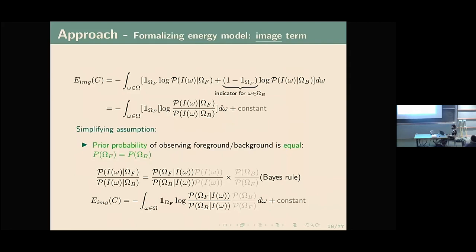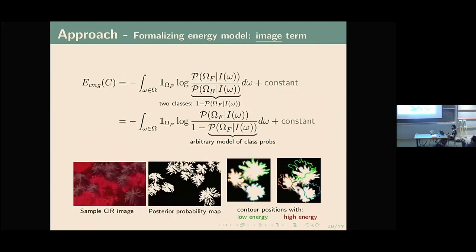By using the conditional probability formula, we can then rewrite the ratio of class conditional models of pixel intensities as a ratio of region posterior probabilities given the intensities. In a two-class setting, the posterior probability of the background class is equal to 1 minus the foreground posterior, and this means that the image term is completely specified by a discriminative model of the region given pixel intensities. So this is where we're using the U-Net in this role.